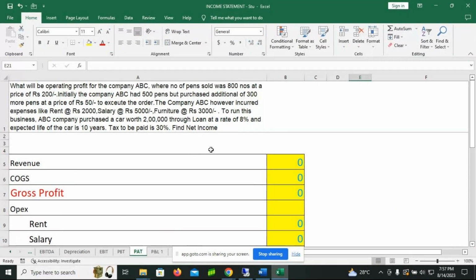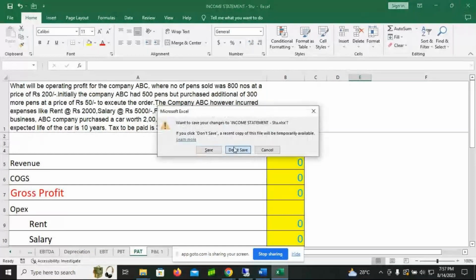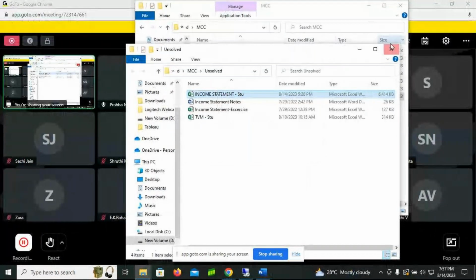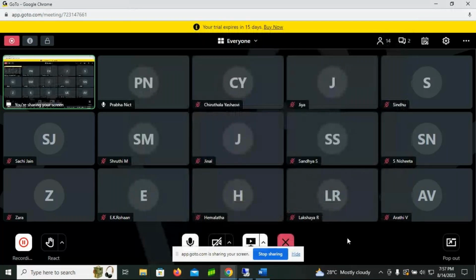We'll meet next class. I wanted you people to try solving this. On Wednesday, I'll start from here only. I'll solve all the things, then you will understand how it is done. Then I will share the other income statements which we have to solve. Thank you guys. I'll wind up the session for today.